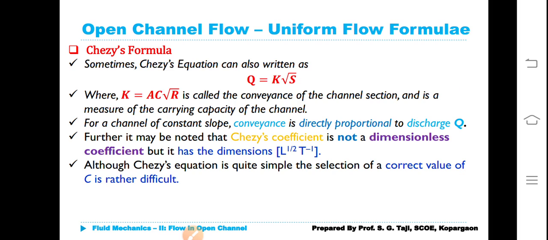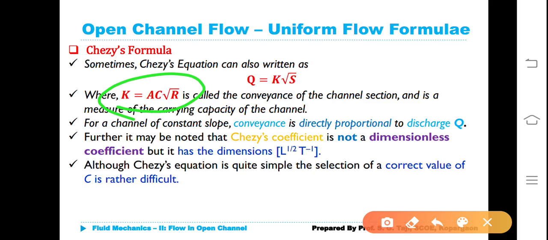Sometimes Chezy's equation can also be written as Q is equal to K multiplied by under the root S, where K is equal to AC multiplied by root R. K is called the conveyance of the channel section, and it is a measure of the carrying capacity of the channel. For a channel of constant slope, conveyance is directly proportional to discharge Q.